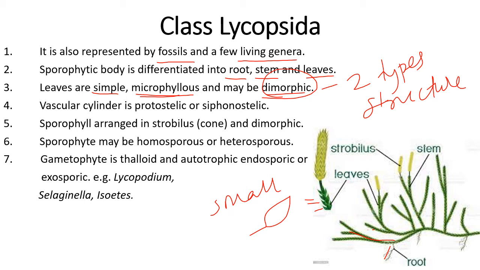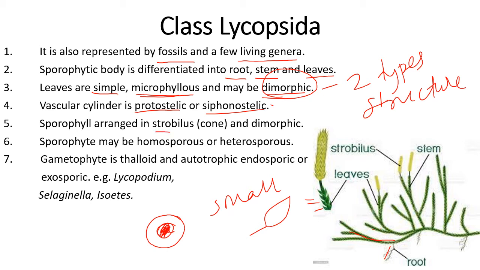Vascular cylinder is either protostelic or siphonostelic. Protostele means a very primitive kind of stele, and siphonostele is where the xylem tissue is completely surrounded by phloem tissue in the stele structure, and this is called as a siphonostele.